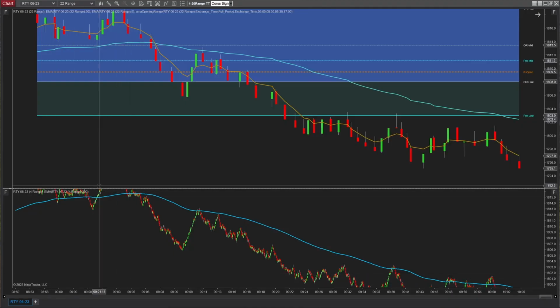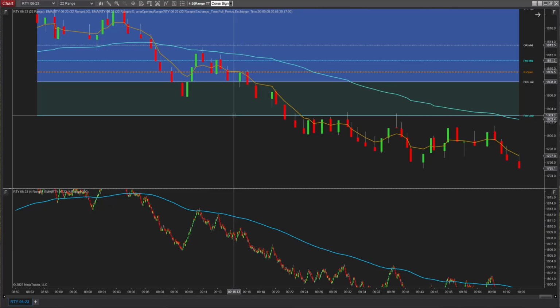In the chart on the screen, I have a range chart at the top and a range chart at the bottom. The 2 charts do not look at time at all. It's all about price movement.